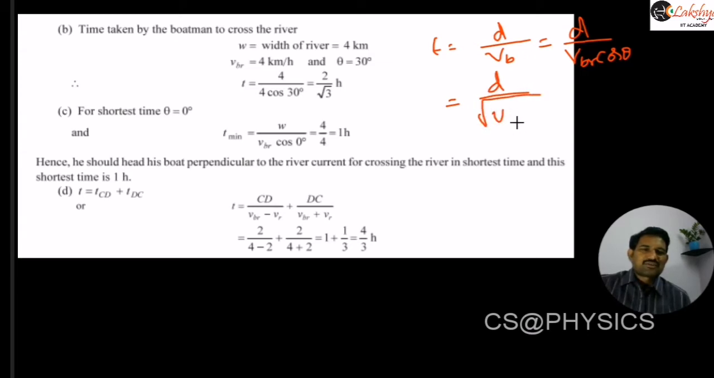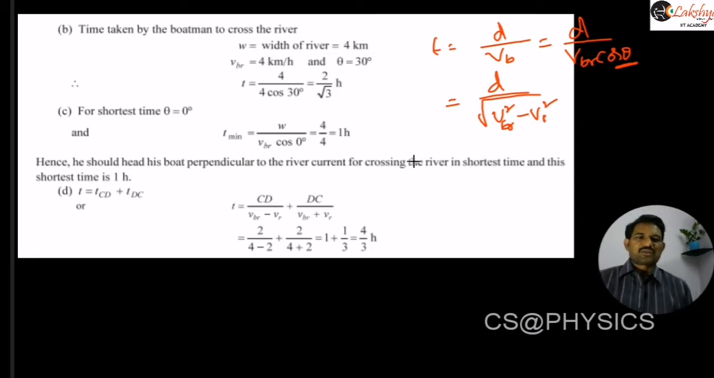In the discussion in the last class we already derived this expression, VBR square minus VR square. So you can apply this formula. As we already calculated this theta value, you can also use it here. VBR is known to us, 4, and this theta value is 30 degrees. So you can directly substitute here, or otherwise in this expression, and we get the time taken as 2 by root 3 hours. So that is the time taken to cross the river when he is reaching the directly opposite point, right?